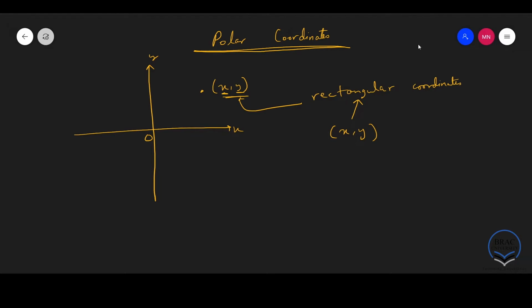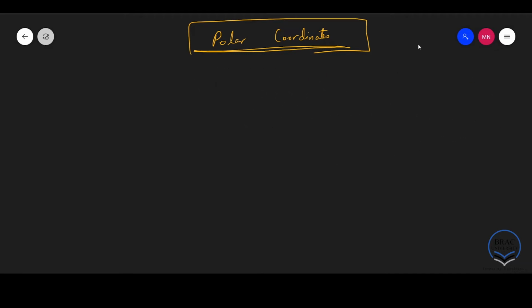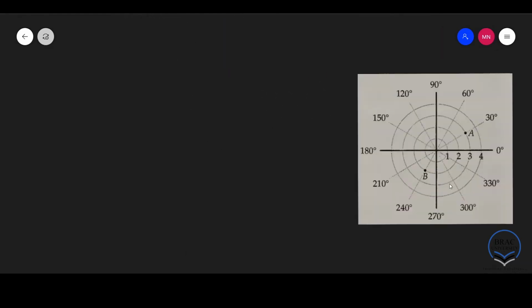Now, we've only been dealing with Cartesian coordinate systems like this, right? But this is not the only type of coordinate system that we can have. There are many other types of coordinate systems, and for this class, we will look at the polar coordinate system. As you can see in this diagram, we have a polar coordinate system, right?